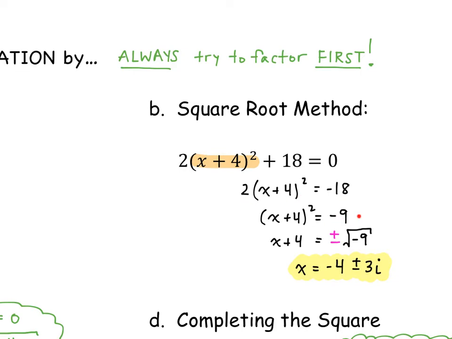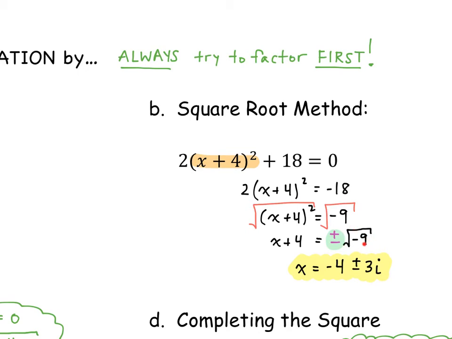So we're here. Now, how do we undo this square? Well, hopefully you remember, we have to take the square root of both sides. Now, a key that we also have to remember is when we do take the square root of both sides of an equation, what do we have to remember? We have to remember this plus or minus, okay? So we take the square root of both sides of the equation, and we're left with x plus 4 equals plus or minus the square root of -9.